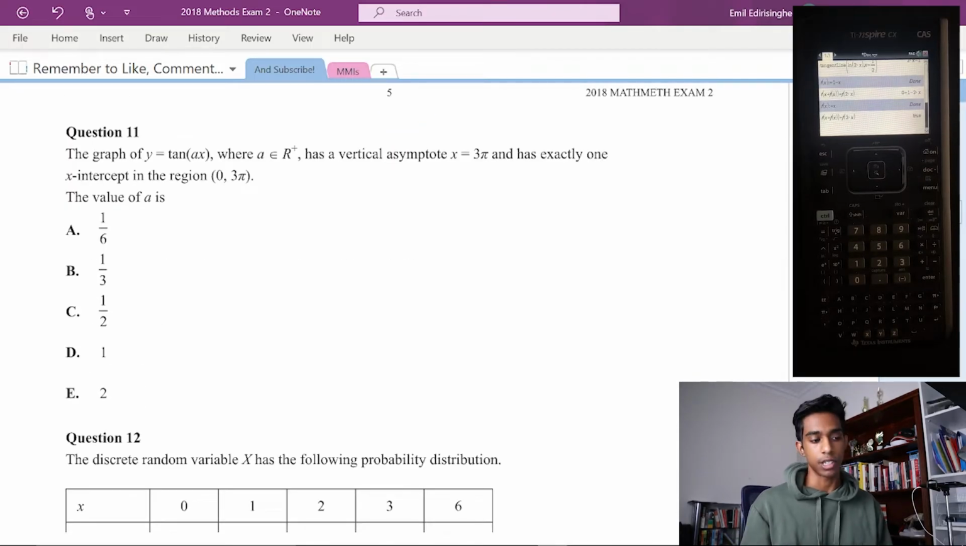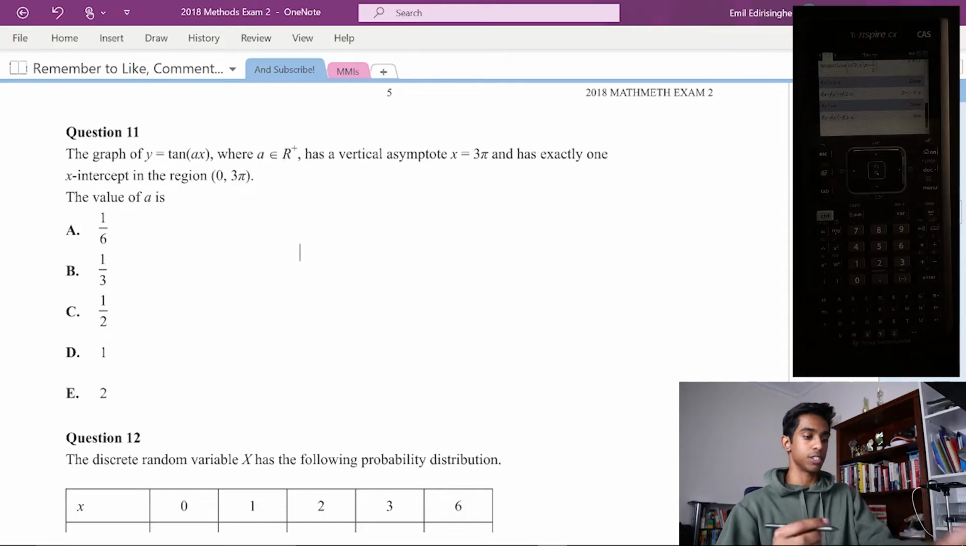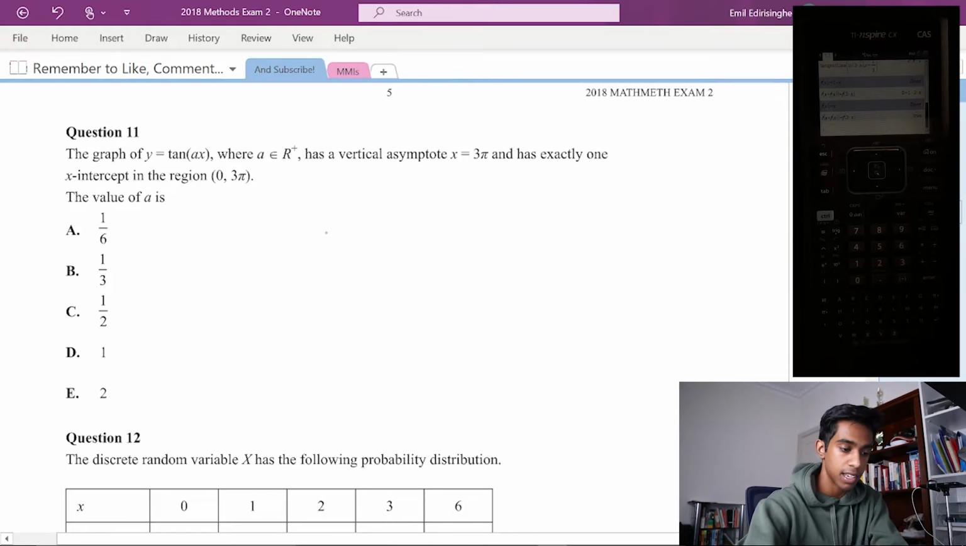So question 11 gives us the graph of y equals tan ax, and it tells us that there's a vertical asymptote at x equals 3 pi and exactly one x-intercept in the region of 0 to 3 pi, not inclusive. Since there's no translations left to right, we actually know that the x-intercept at 0 will not be counted in this equation because it doesn't include 0 to 3 pi. So therefore, we just start with the base equation, which is just tan of x, and we know it has asymptotes at pi on 2 and 3 pi on 2.